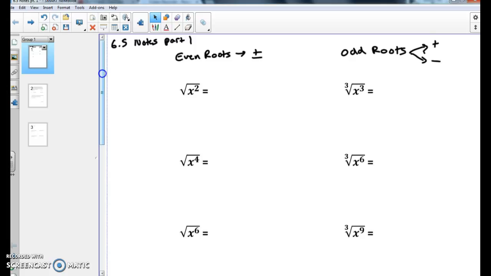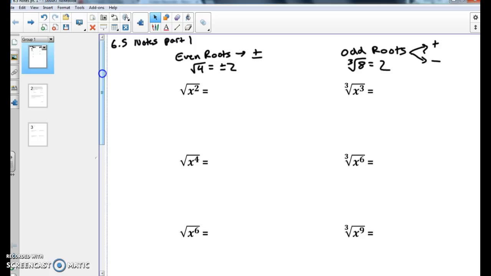Such as even roots, let's say you have square root of 4, your answer is plus or minus 2. Or with odd roots, let's say you have the cube root of 8, your answer is just positive 2, right? So there's just your simple breakdown. With that stuff in mind, let's take a look at what we have here.